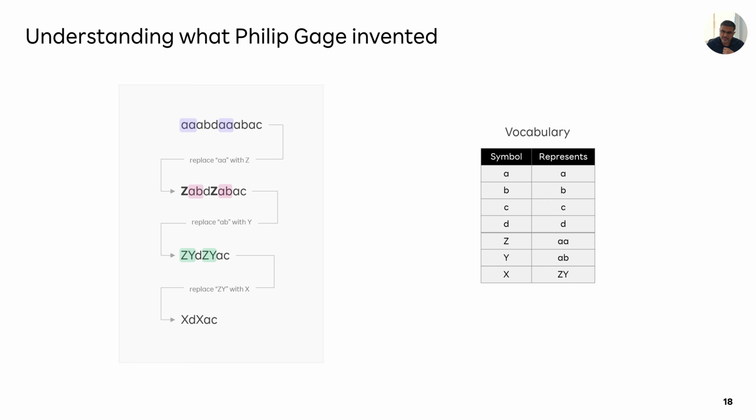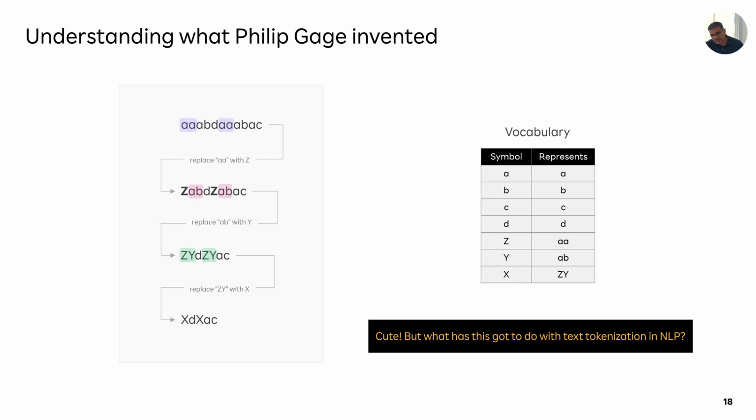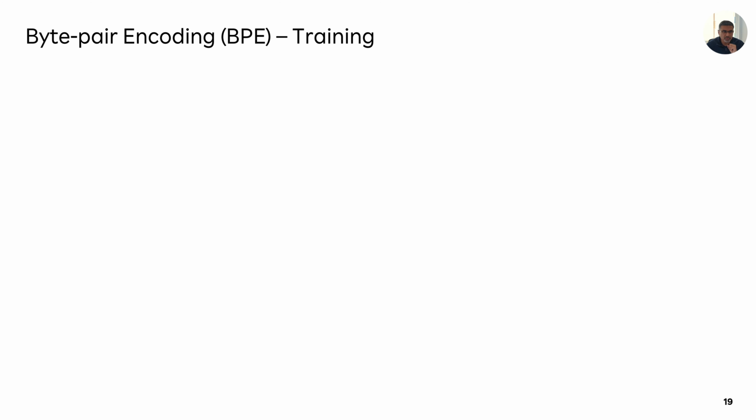And it's very intuitive, very simple to understand. It's all great, but what has this got to do with text tokenization in NLP? BPE essentially borrows the idea from this. So what does it do? What is byte pair encoding? You can already see from the way it is named, there is pair. So there's something about pairing here. Let's try to understand this.